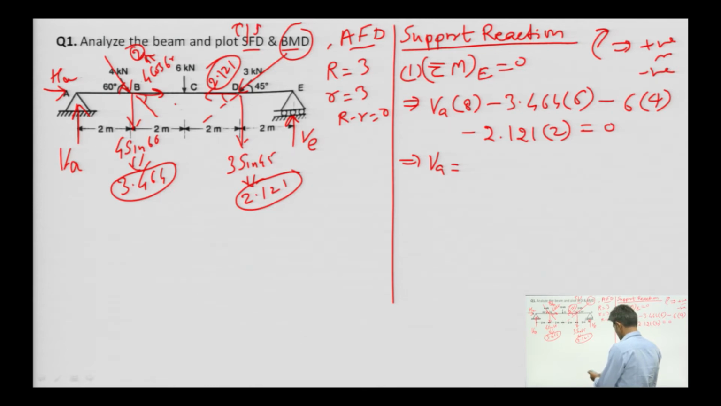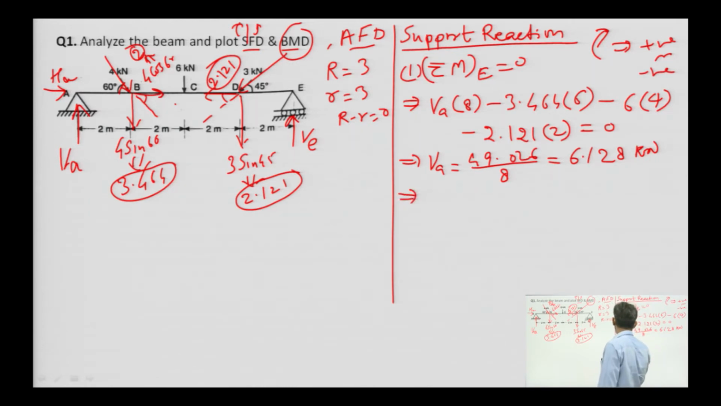3.464 multiplied by 6 plus 24 plus 2.121 multiplied by 2. Okay. So, it is 49.026 divided by 8. So, divided by 8, it comes to be 6.128 kilonewton, if I am not wrong. Okay. So, the value of VA is this one.